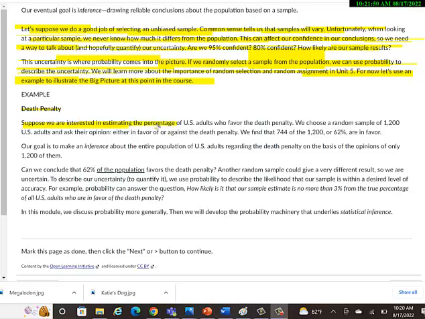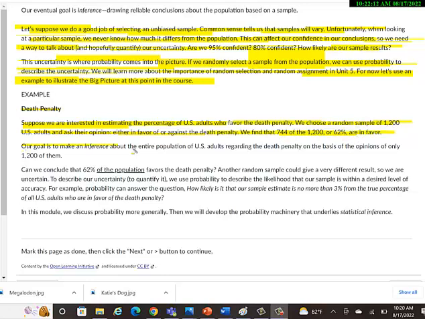Suppose we were interested in estimating the percentage of U.S. adults who favor the death penalty. We choose a random sample of 1,200 U.S. adults and ask their opinion. Either are you in favor of or against the death penalty? We find that 744 of the 1,200, which is 62%, are in favor of the death penalty.